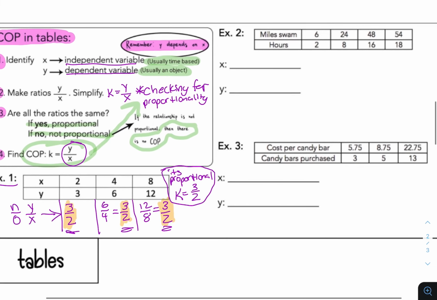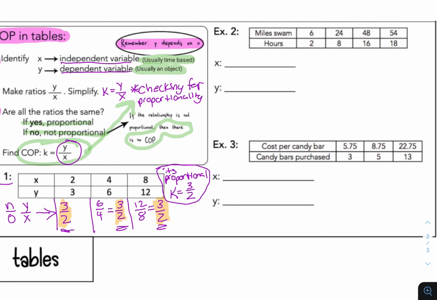All right, let's take a look at example 2. Example 2 says miles swam to hours. Ask yourself if you're not too sure: do the number of miles swam depend on how many hours you swam for, or does how many hours you swam depend upon the miles you swam?